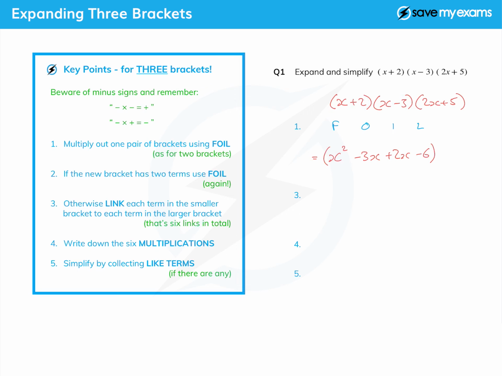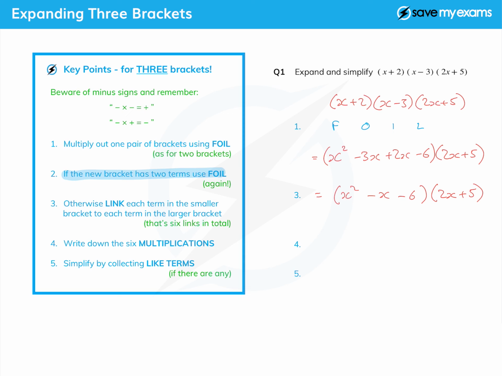Don't forget, we've still got another bracket at the end here, 2x plus 5. And now we're going to simplify a little bit. This first bracket, we can collect some like terms. We've got minus 3x plus 2x, which is just minus x. So that first, the big bracket, if you like, is x squared minus x minus 6. And then the second bracket is still there. It's 2x plus 5. Right, so we've successfully multiplied out the first two brackets.